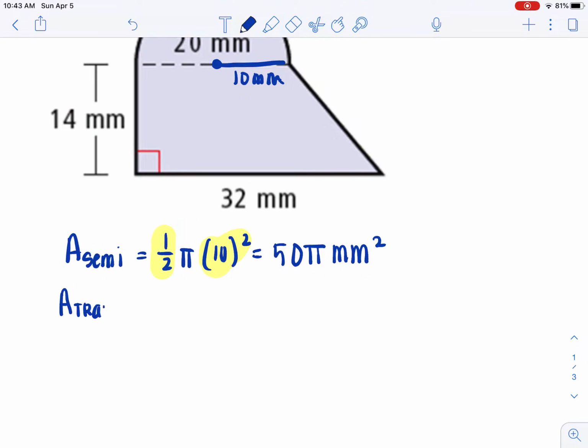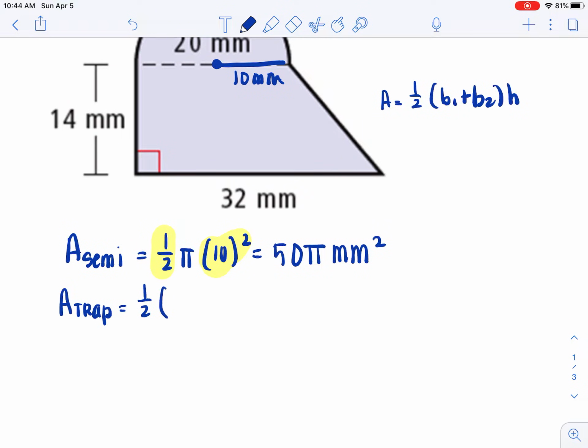All right, next, area of the trapezoid. Remember the area of a trapezoid, I'm going to write it off to the side right here just to make sure everyone remembers it. It's 1/2 base 1 plus base 2 added up times the height.